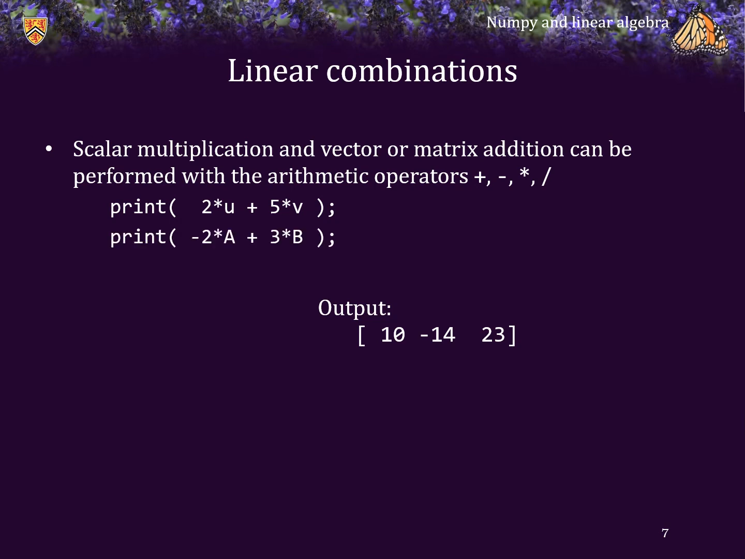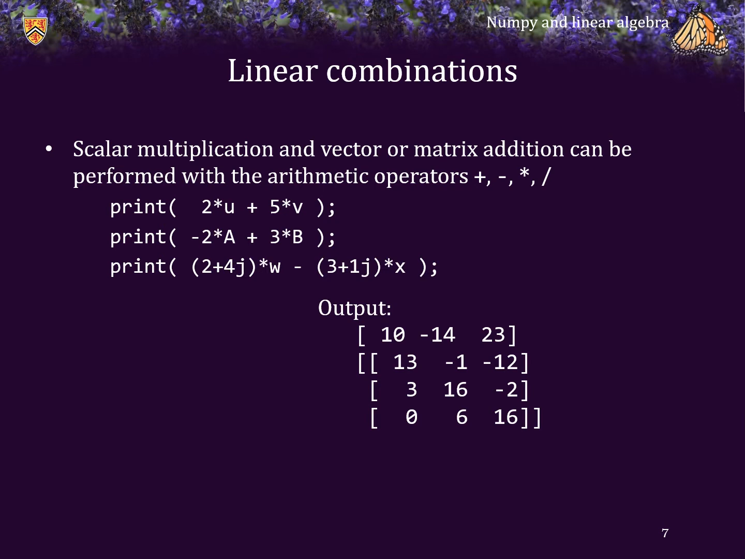I can also take a linear combination of matrices. So here we're taking negative 2 times the matrix A plus 3 times the matrix B, and there is the corresponding output, which once again you can check yourself.